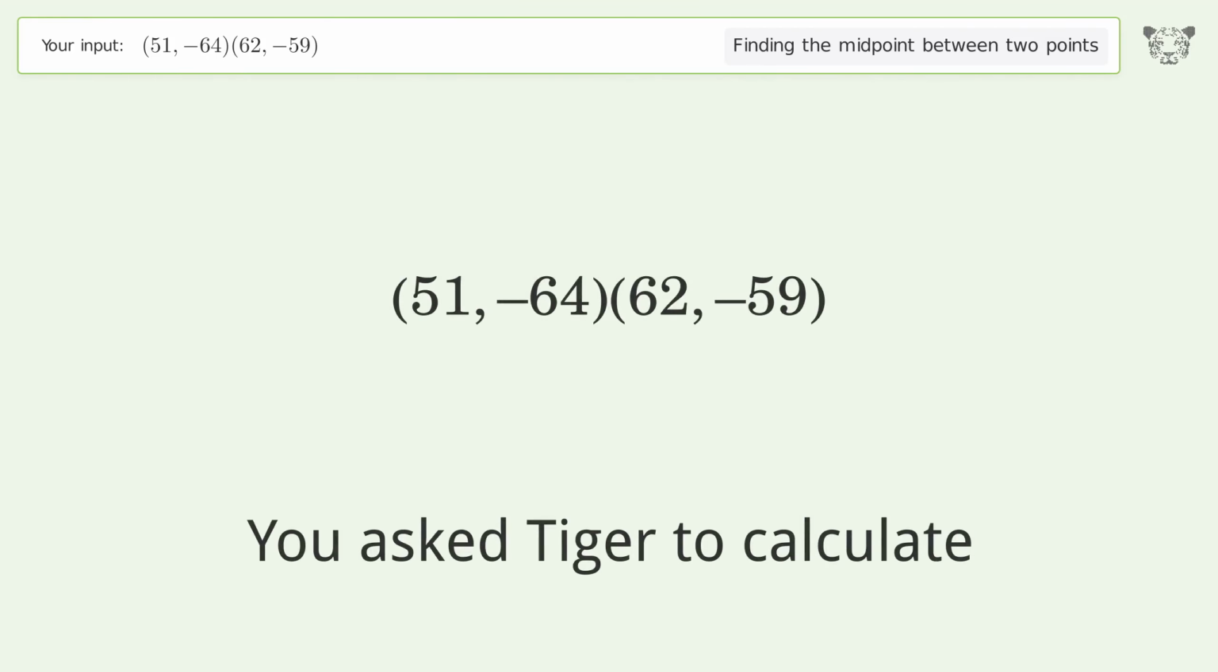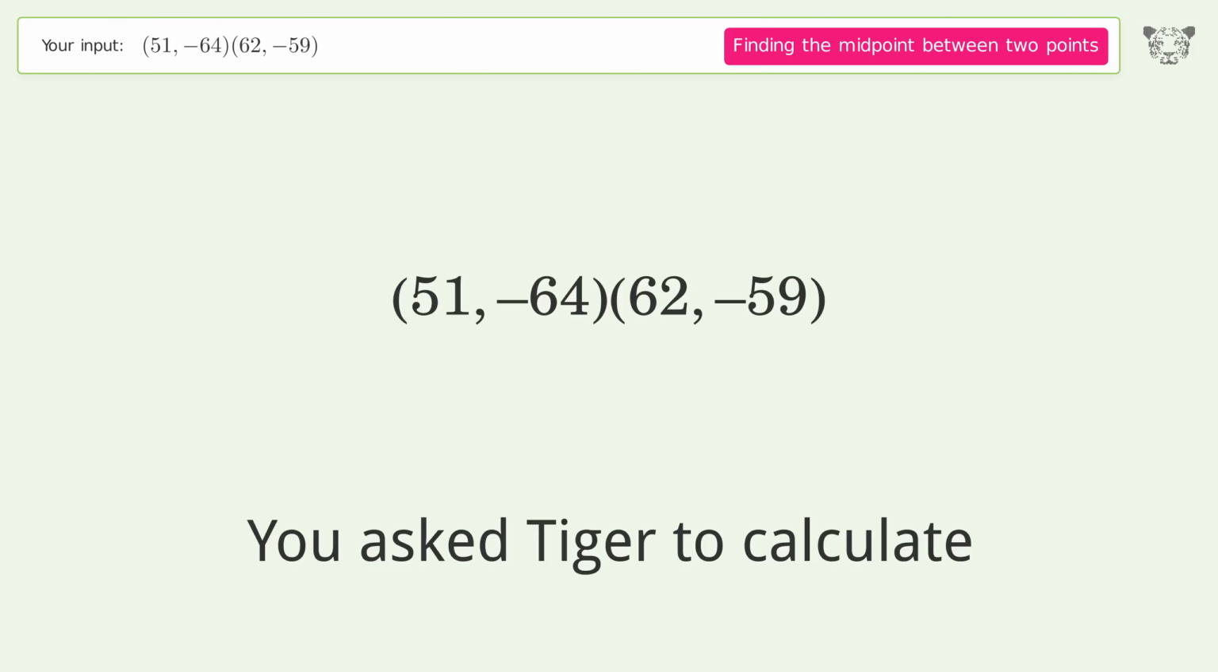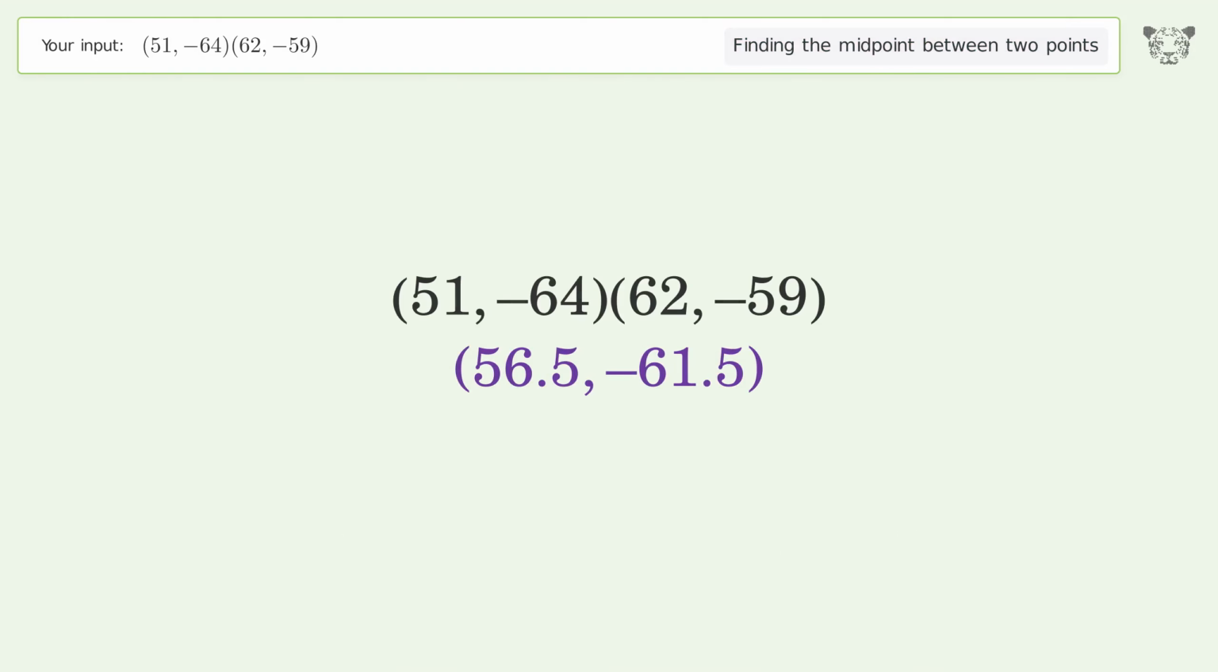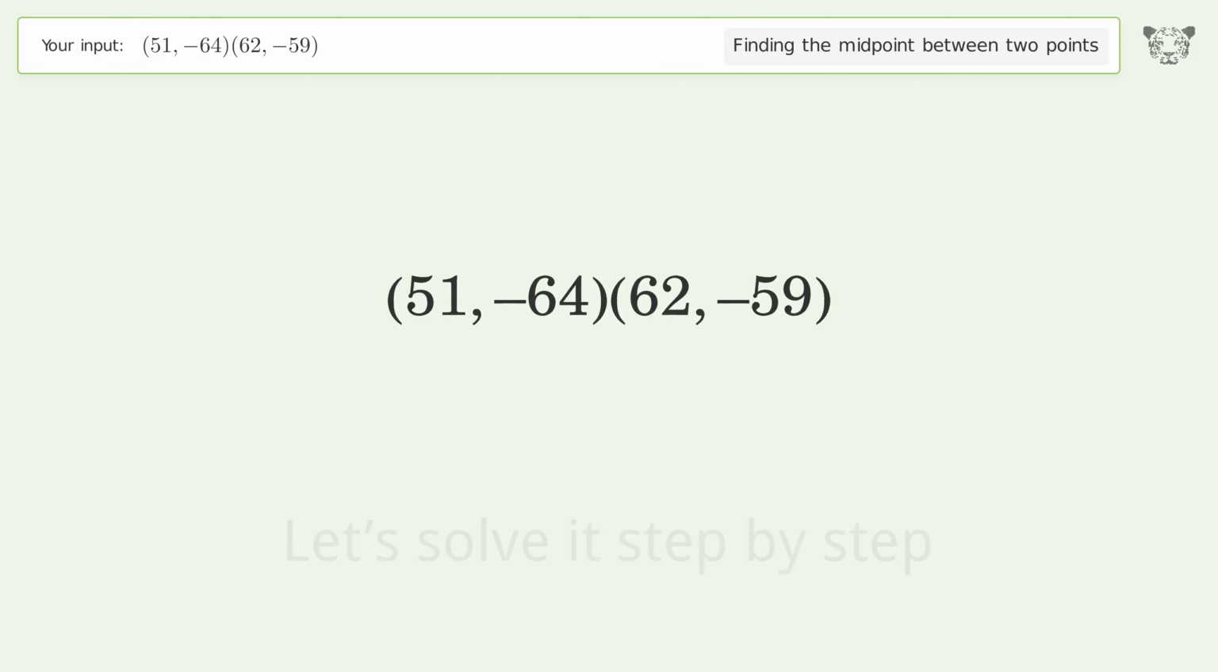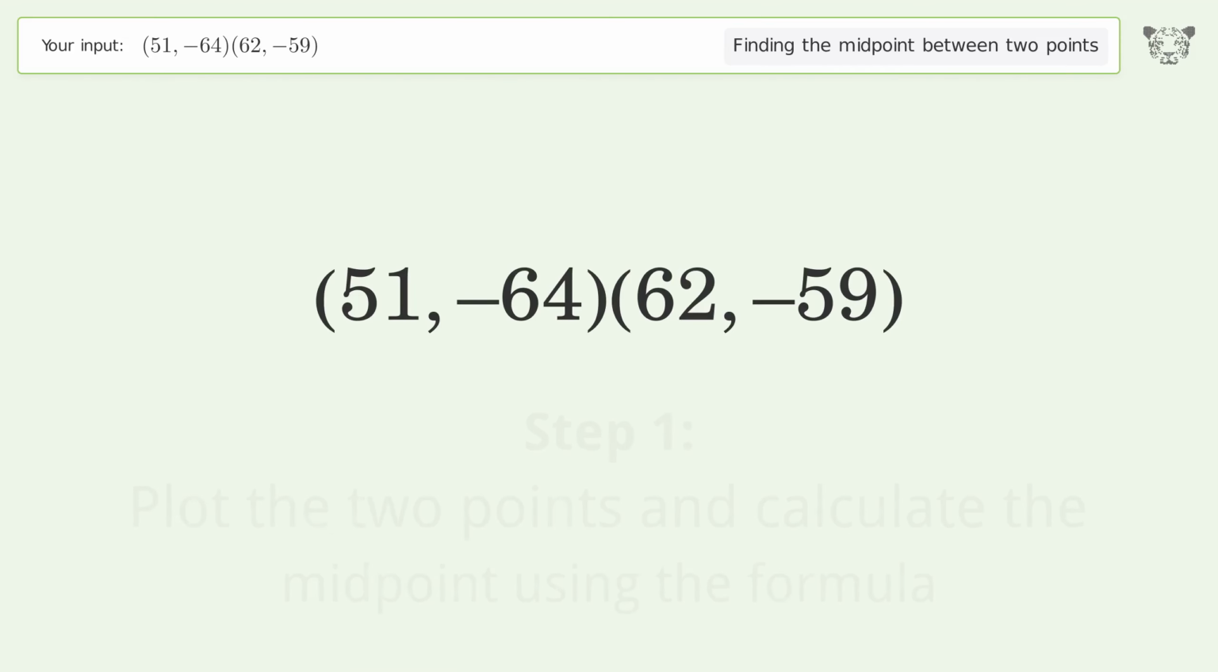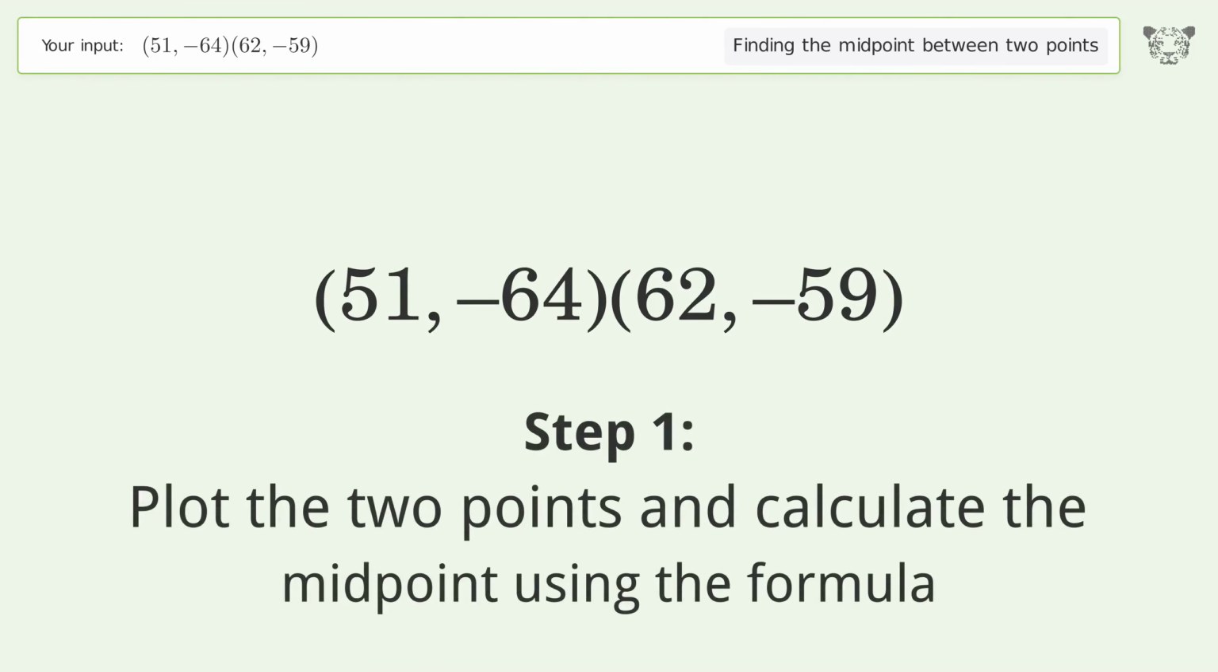You ask Tiger to calculate. This deals with finding the midpoint between 2 points. The midpoint between the 2 points is 56.5, negative 61.5. Let's solve it step by step. Plot the 2 points and calculate the midpoint using the formula.